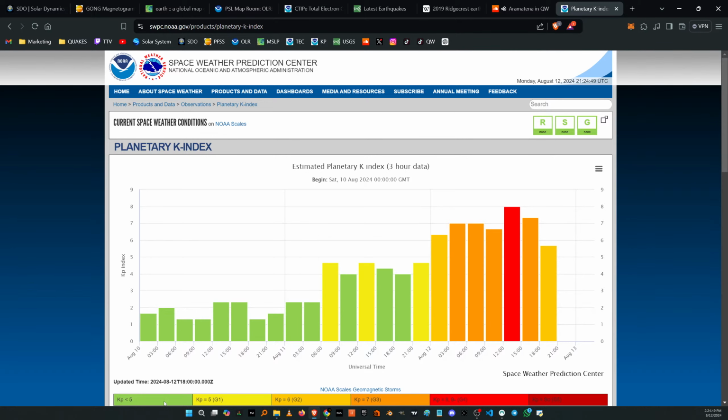So if you look down here, see KP5, right here at the bottom of the screen, if you could see, in green, KP, anything less than 5 is considered normal. Anything at KP5 is considered a level 1 geomagnetic storm. And then if we come up here to KP6, that's level 2, and so on and so on. So we got all the way up to 8, which is a level 4 geomagnetic storm, which is pretty significant.